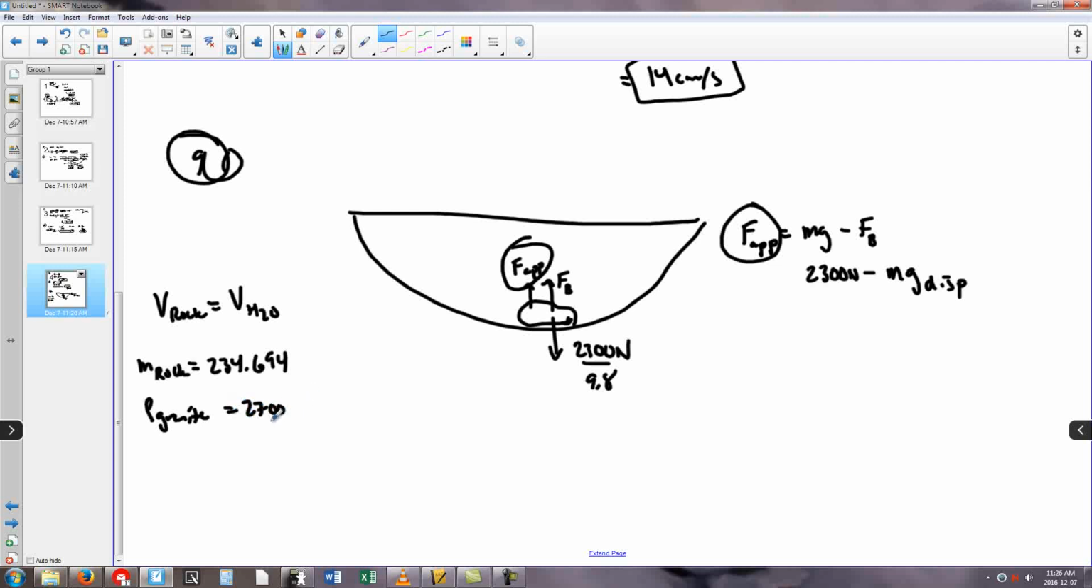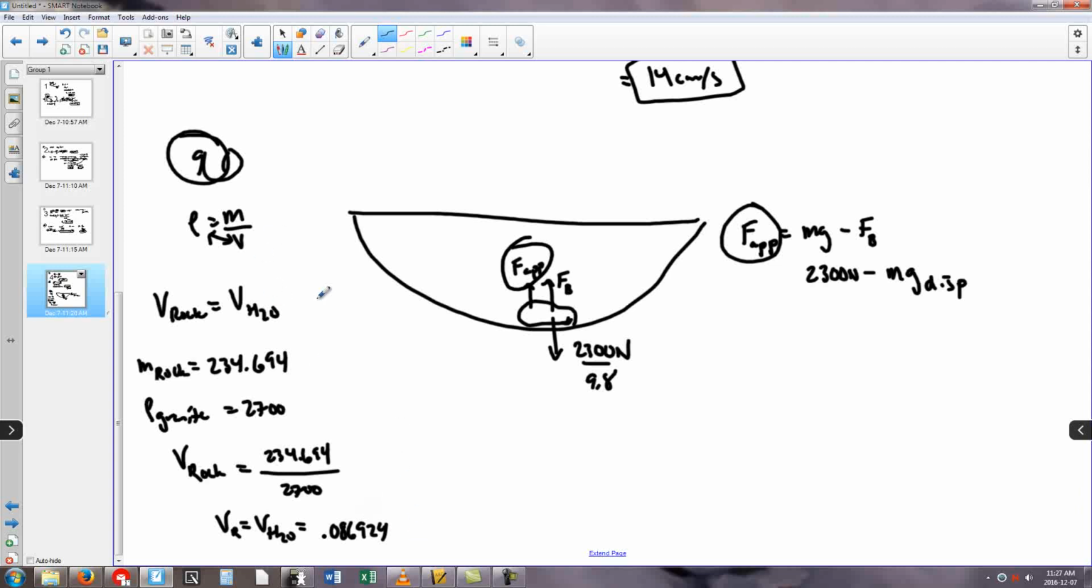Okay? So that is enough for me to find the volume of the rock or the granite, however you want to label it, because I know the density is mass over volume. If I do the old switcheroo, volume will equal the mass, 234.694, over the density, 2,700. So the volume of the rock, which is the volume of the water that was moved out of the way, is equal to 0.086924. I'll round at some point, but not right away. That is also the volume of the water.